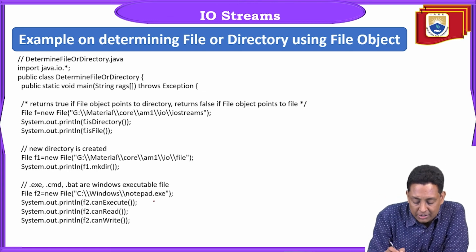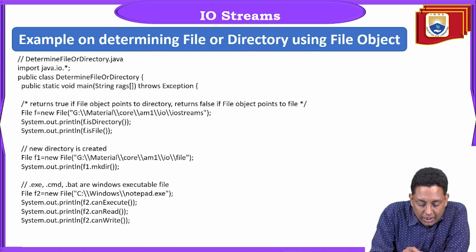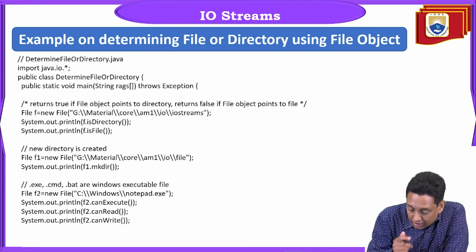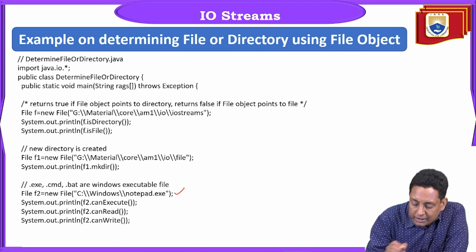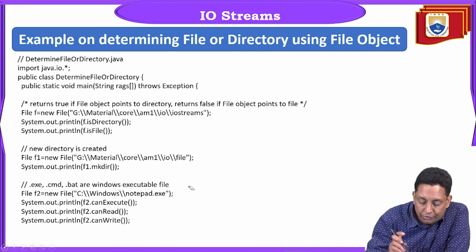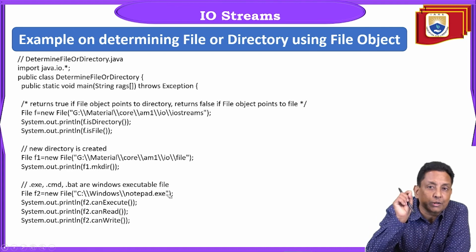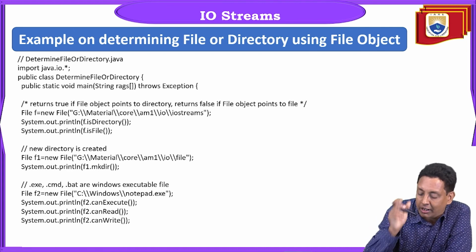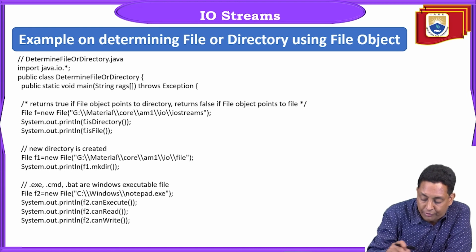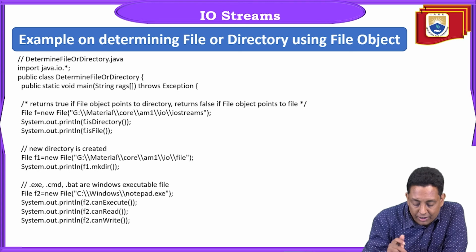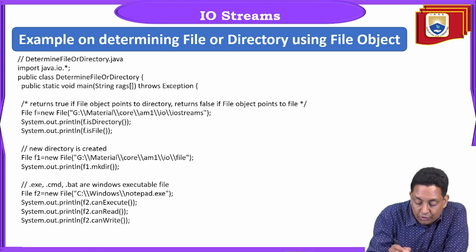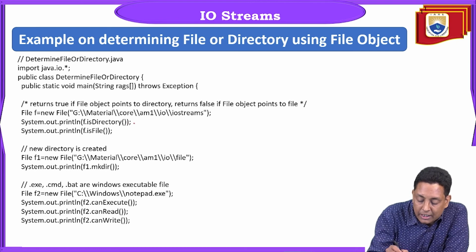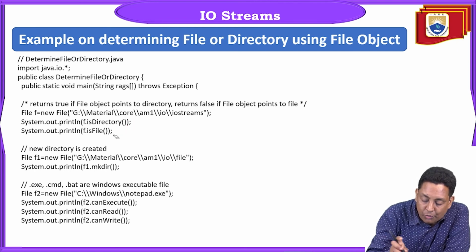And here the file object is pointing to the C drive, Windows, Notepad.exe. Notepad.exe is an executable file. So the file object is pointing to the Notepad.exe file. It is pointing to a file, not a directory. These two, f and f1, are pointing to directories. f2 is pointing to a file. Here we are checking that if this f2.isDirectory, it will return false, and isFile will return true.